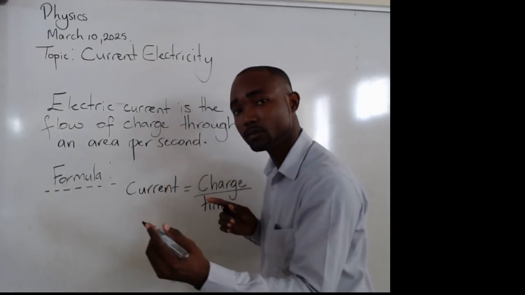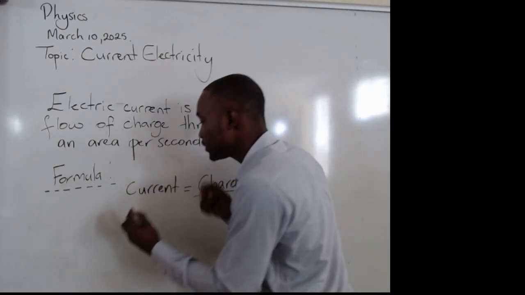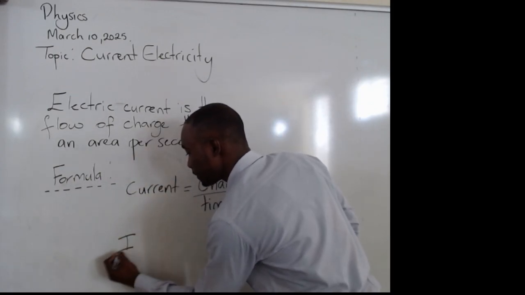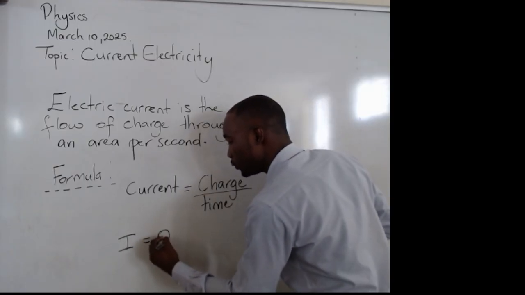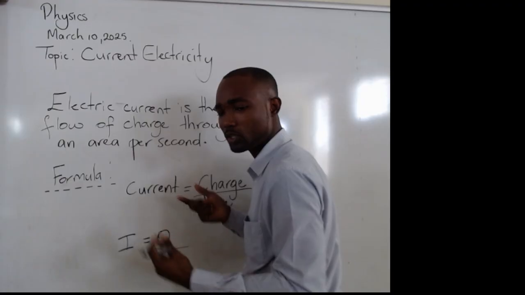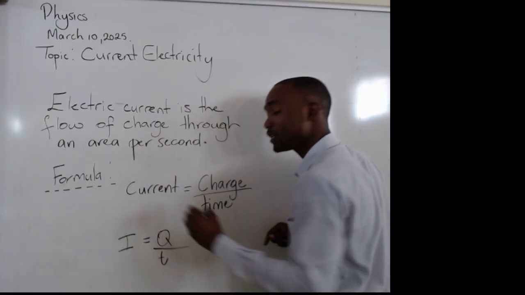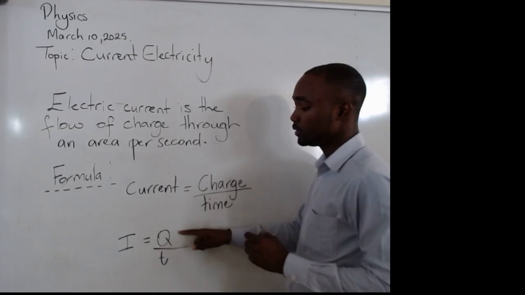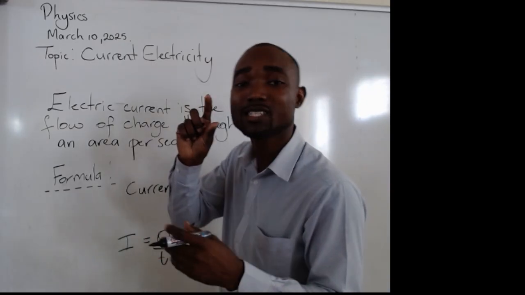Now, in terms of symbols, to represent the word current, we use I. To represent the word charge, we use Q. Q to represent a big charge. Now, to represent time, we use t. Now, this Q can be capitalized, or you can use the common version, which just means a small charge.